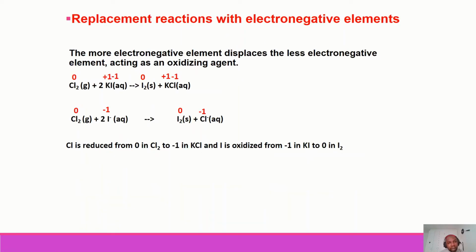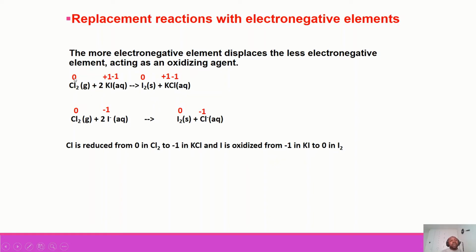So let's talk about replacement reaction. In a replacement reaction, the more electronegative element displaces the less electronegative element. So they're going to act as an oxidizing agent. So that's why you see chlorine is going to displace iodide ion here. Because chlorine is higher than iodine in the electronegativity series, chlorine can easily displace iodine from KI.